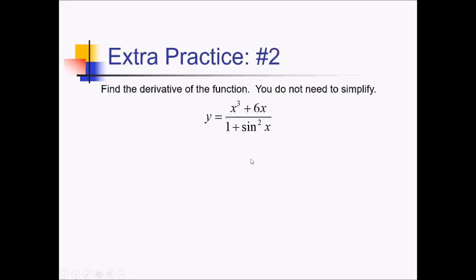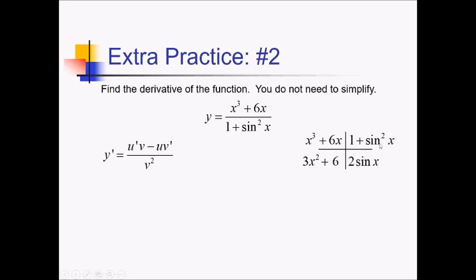For this derivative, we're going to need the quotient rule, that's u prime v minus uv prime over v squared. So it's box and ribbon time for this one. I have my numerator, x cubed plus 6x, and my denominator, 1 plus sine squared of x. Derivatives of those, this is going to be 3x squared plus 6. And over here, this is going to be the chain rule. So we're going to have 2 times the sine of x times the derivative of sine, which is cosine.